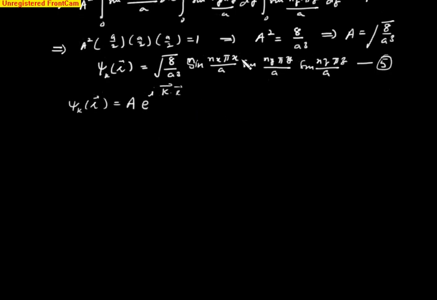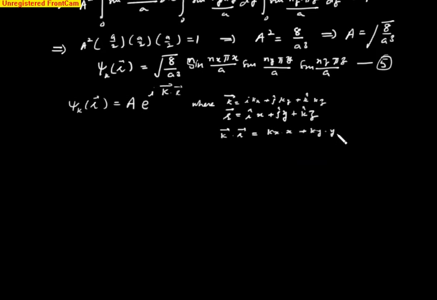And if it is so, we know that k is equal to i kx plus j ky plus k kz, where these i, j, k are the unit vectors along the three Cartesian coordinates, and this r, the position vector of the electron, may be written as i x plus j y plus k z. So if we put these values here for the dot product, you know that the dot product of k and r may be given by kx times x plus ky times y plus kz times z. Let us put this value here.